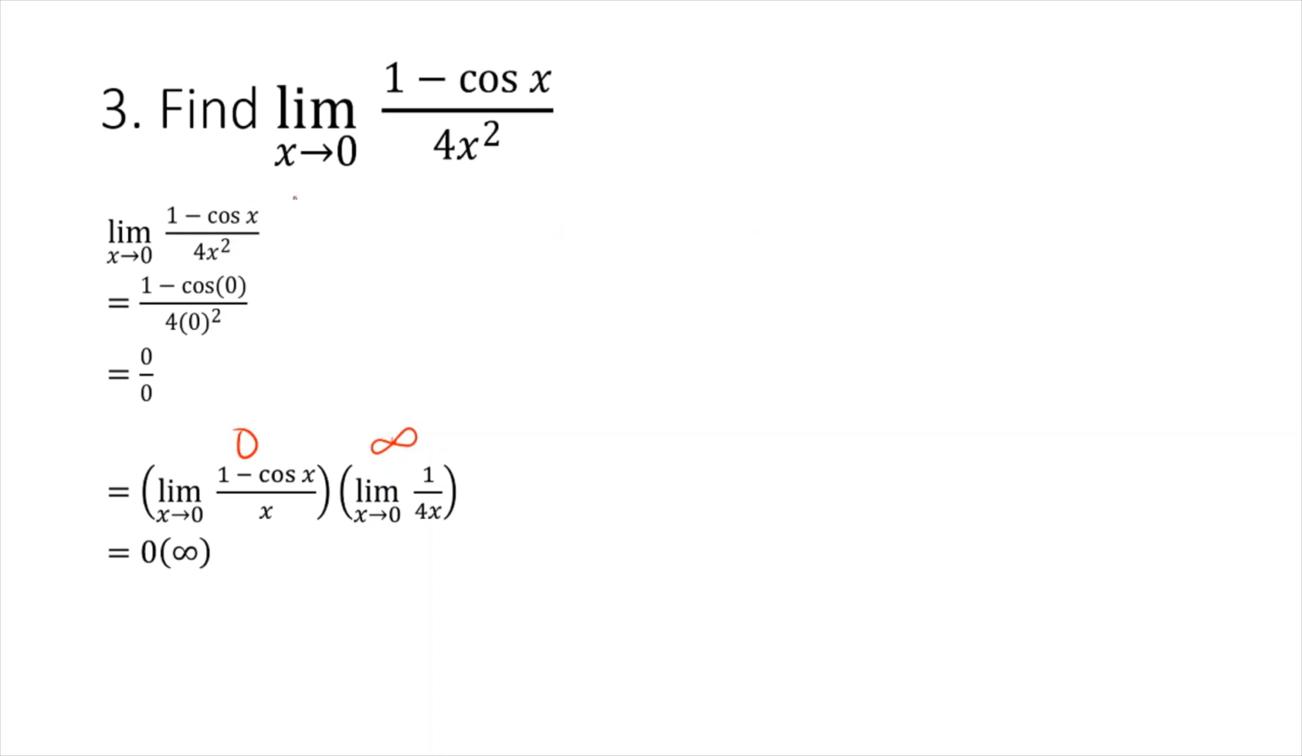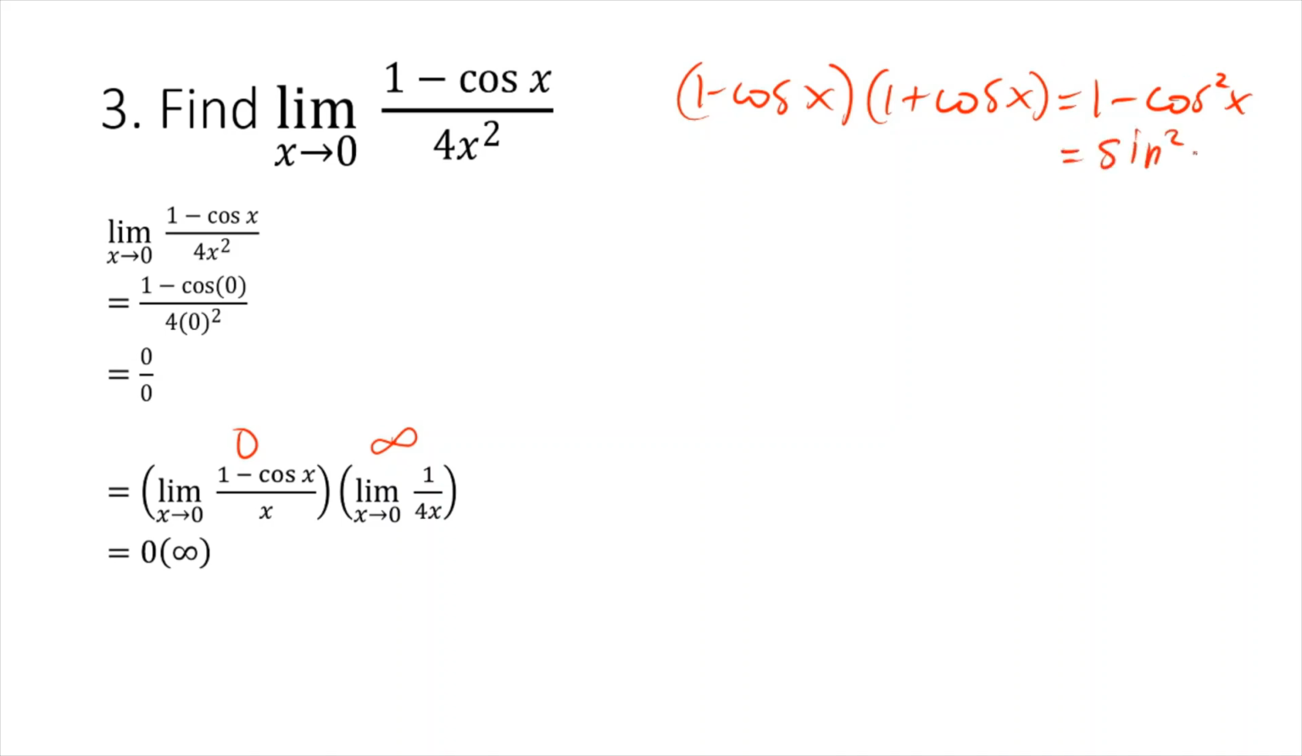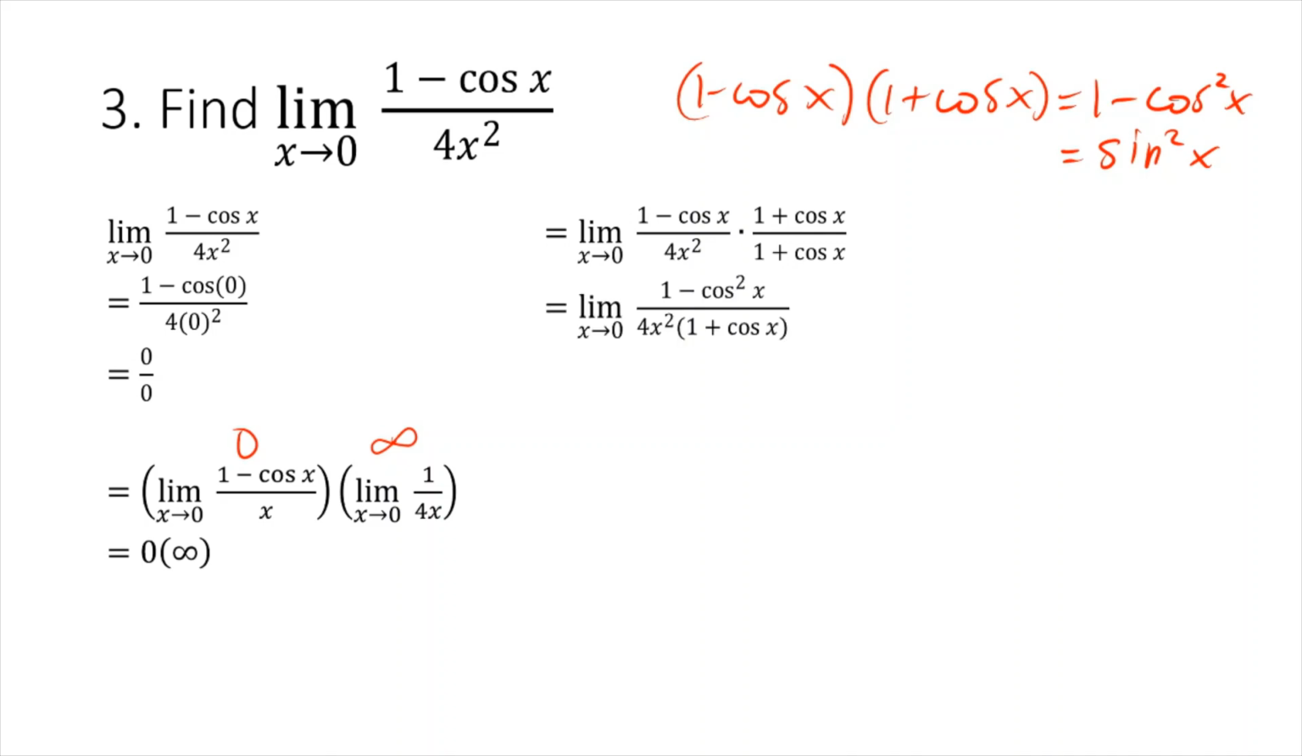now if you can notice, 1 minus cosine x is the conjugate of 1 plus cos x, right? And the product of these two expressions is 1 minus cosine squared x, and this is equivalent to sine squared x. So we now have a sine. We can probably use the first special limit, right? So let's try. First, we need to multiply an expression equivalent to 1, right? So in this case, an expression involving the conjugate of 1 minus cos x, which is 1 plus cos x. Alright, so in the numerator, we get 1 minus cosine squared x, which is equivalent to sine squared x.